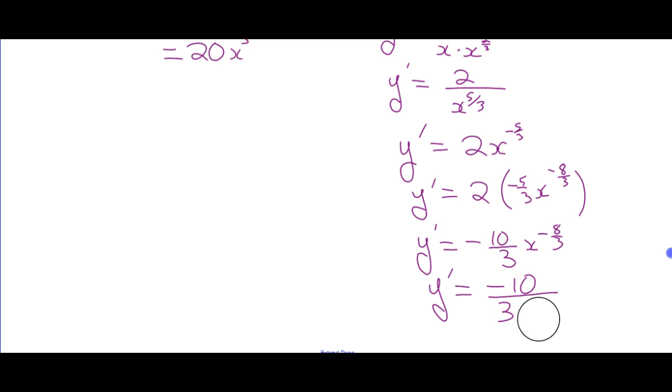Oops. Just made a space there. What goes where? Yes. It's the 3rd root of x to the power of 8. There you go. Okay, good.